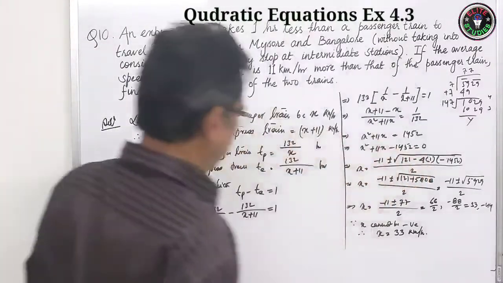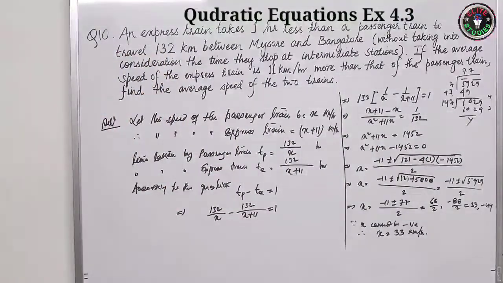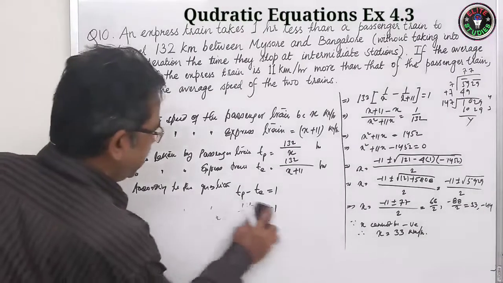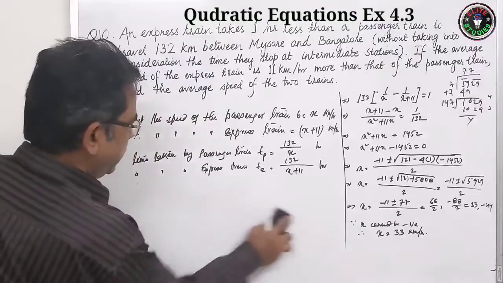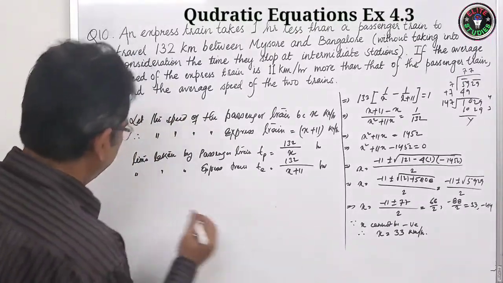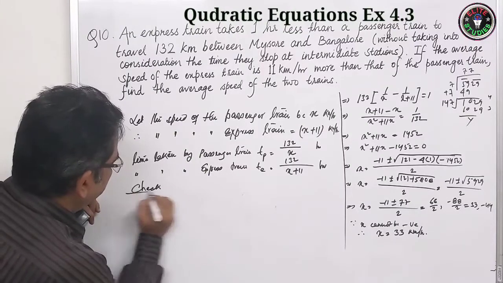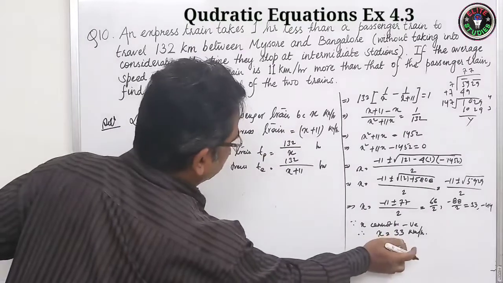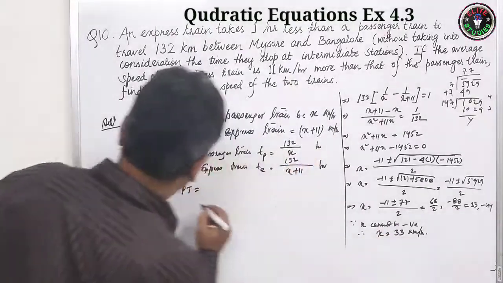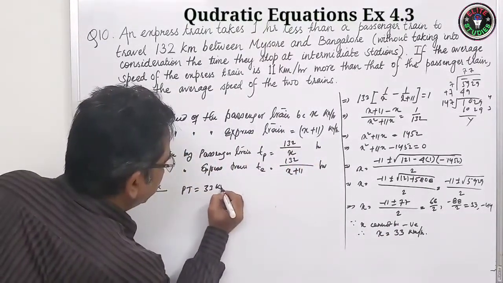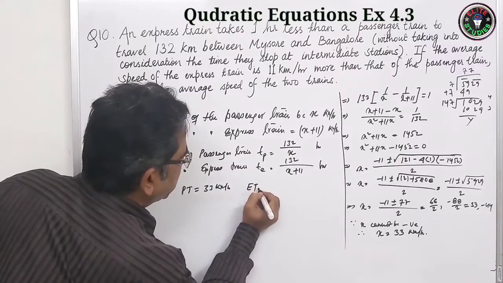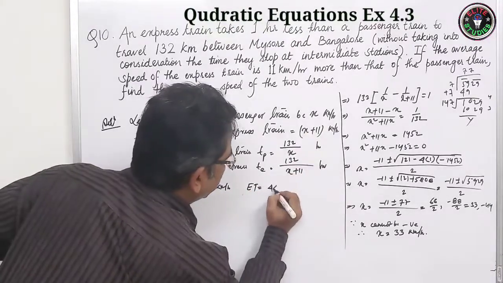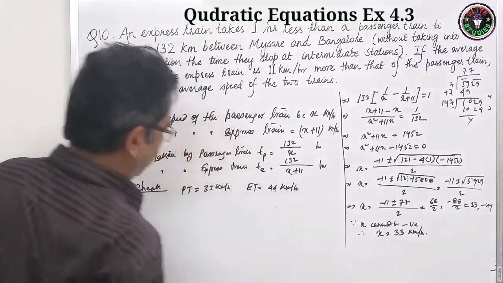Now take the screenshot, please. Now let us check. Always check. Now the passenger train speed is x, so it is 33. So the passenger train is 33 km per hour, and the express train is 33 plus 11, 44 km per hour.